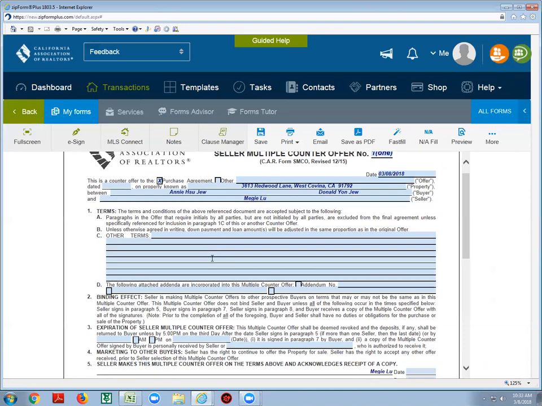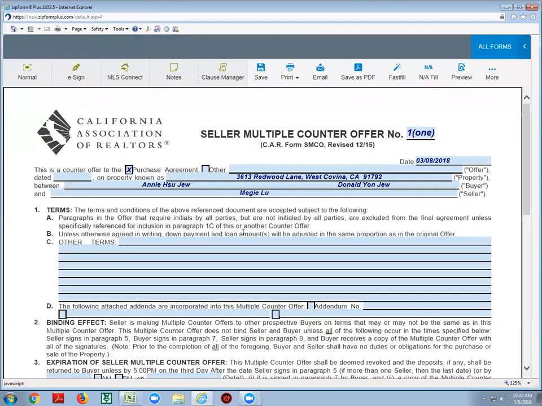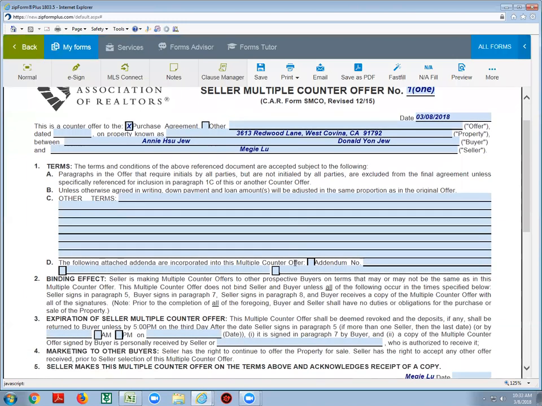So that's what you did. And let me go below it. So paragraph 1 says the terms and conditions of the above referenced document are accepted subject to the following. A. Paragraphs in the offer that require initials by all parties but are not initialed by all parties are excluded from the final agreement unless specifically referenced for inclusion in paragraph 1C of this counter offer.